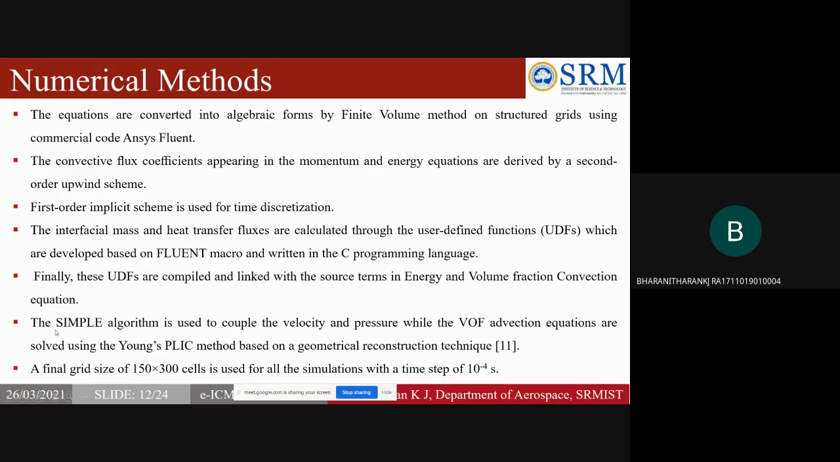And the SIMPLE algorithm is used for pressure velocity coupling, and the VOF advection equations are solved using Young's PLIC method, which is based on Young's PLIC method for geometric reconstruction.